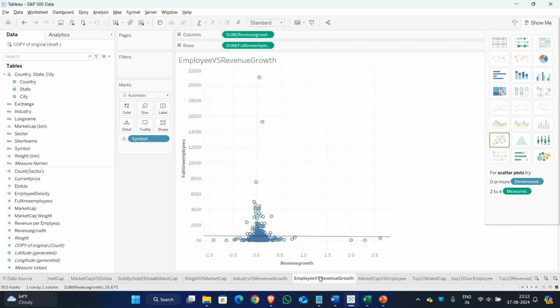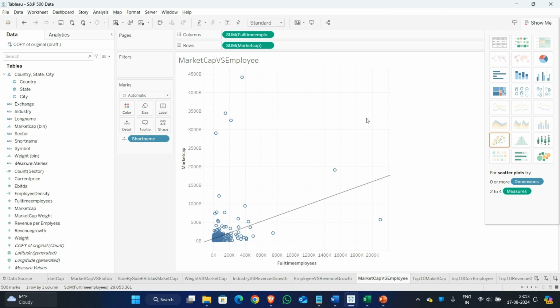And next we're gonna see between the metrics of revenue growth and full-time employees. This is negative correlated with few outliers in the graph. And for the market cap and full-time employees, this is moderately correlated. And that's all about the correlation.